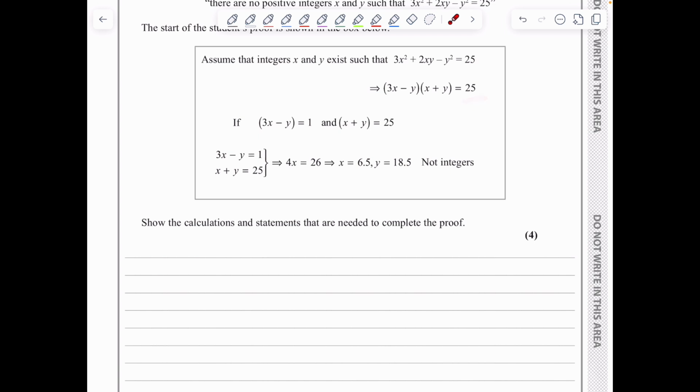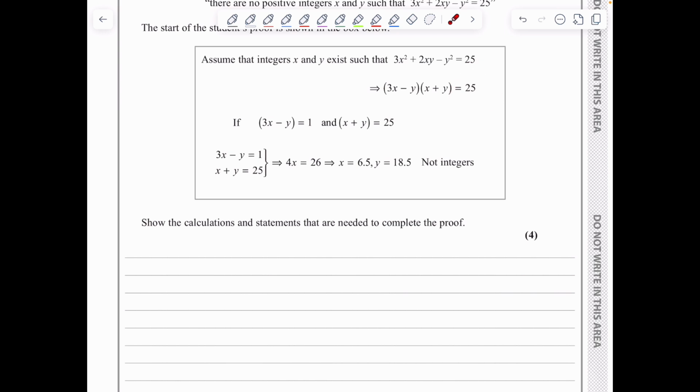Well, obviously one case would be 1 times 25. The student has considered 3x minus y being 1 and x plus y being 25, leading to x being 6.5 and y being 18.5, which are not integers, and we are asked to complete the proof by showing the calculations and the statements needed. So I need to consider which other scenario could result into a final product of 25.